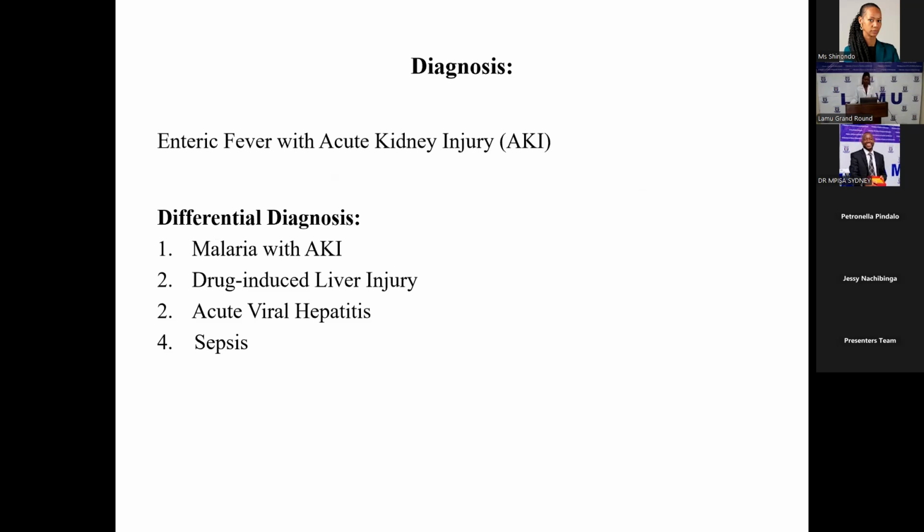Diagnosis: enteric fever with acute kidney injury. On differentials, we have number 1, malaria with AKI. Number 2, drug-induced liver injury. Number 3, acute viral hepatitis. Number 4, sepsis. I'm now going to invite my colleague to the podium. Thank you.